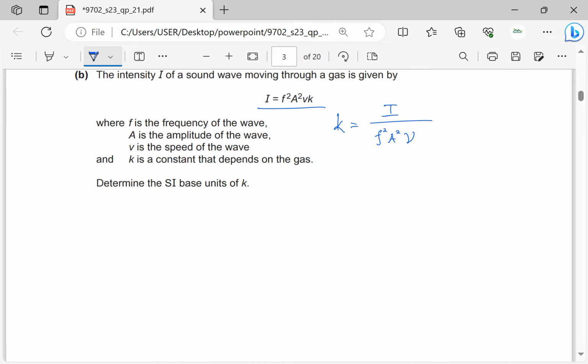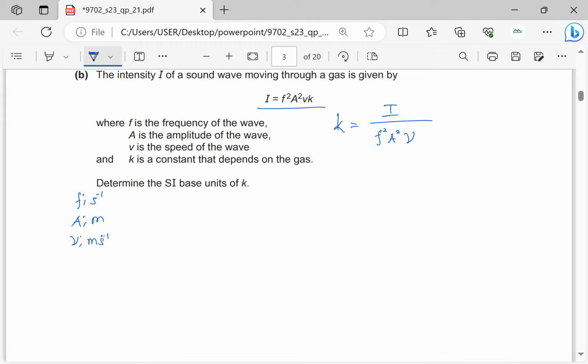So I'll list the base units of those quantities. F is a frequency. The base units of f is seconds power minus 1, per second. That is the base units of frequency. Somebody will write hertz, but it's per second. Then amplitude is a distance, so it is in meters. Then v is speed, which is meters per second.